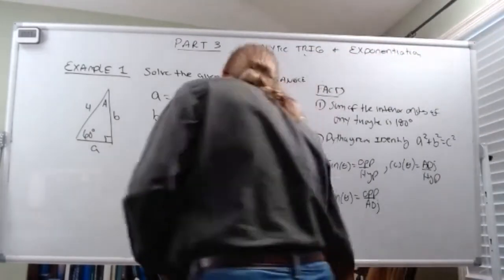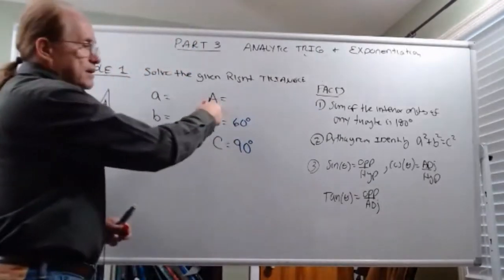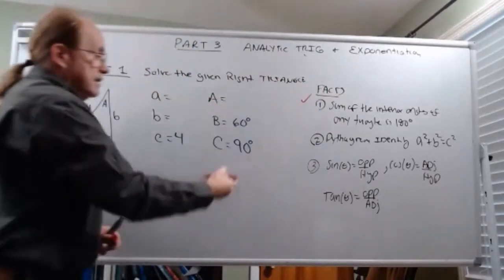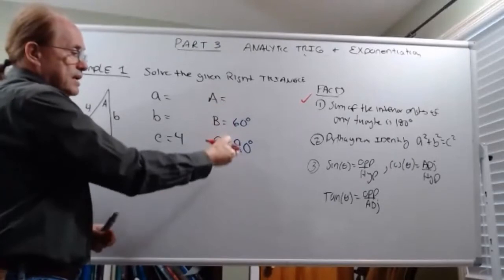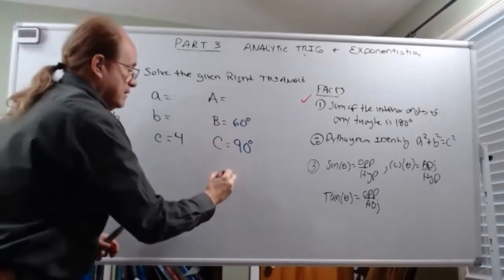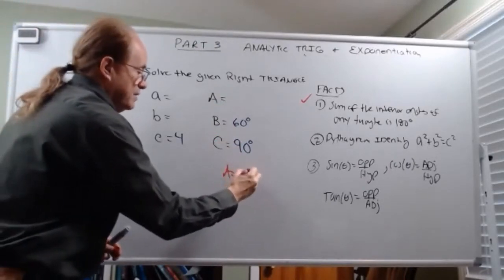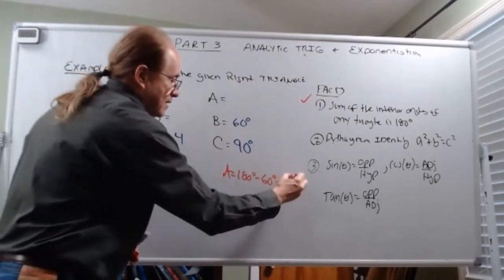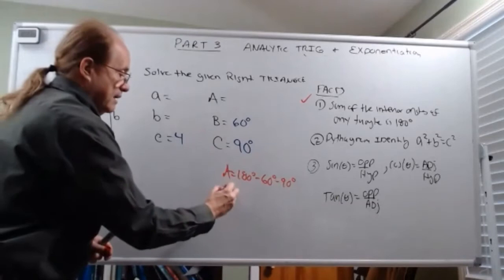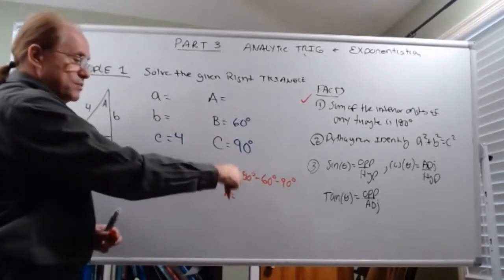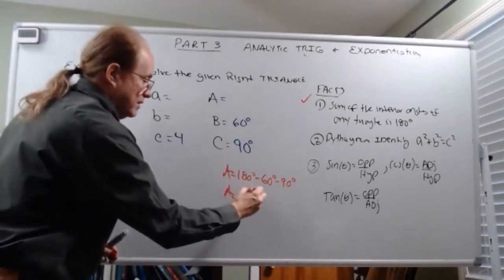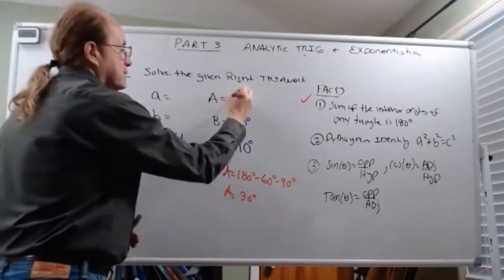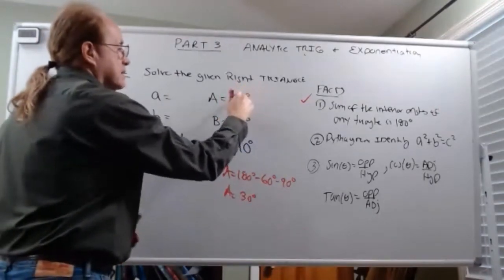The first thing I would do is I know I can find angle A by using that. These have to sum up to 180 degrees, so my angle A is equal to 180 degrees minus 60 degrees minus 90 degrees. So A is equal to 180 minus 150, or 30 degrees. Okay, so I was able to find that fairly easily.